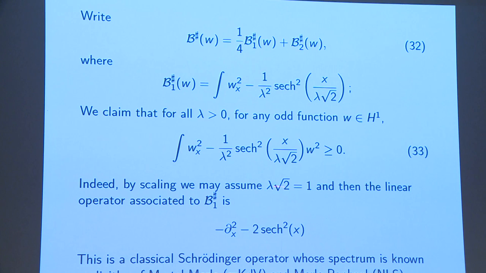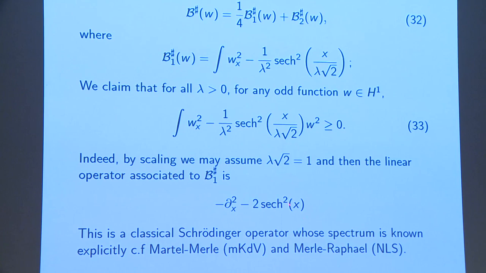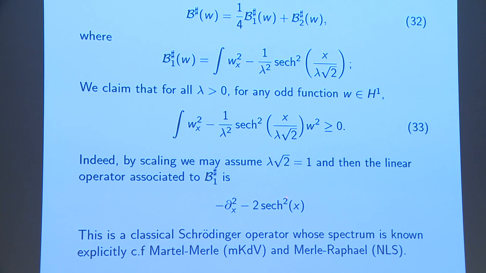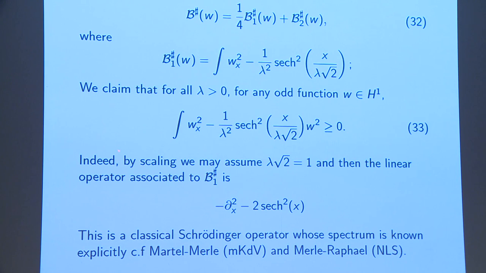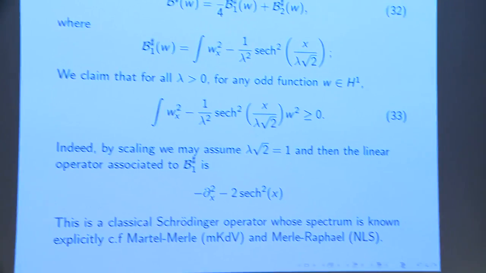In fact, this is the operator, you just rescale it. This is where I mentioned that we used the approach of Merle and Martel, and Merle and Raphael. Not only did we use the approach, but also at the end, everything hinges on the same kind of classical Schrödinger operator. So I think there is a very interesting connection and structure behind this that maybe is still to be understood. Okay, so I'll stop here. Thank you.